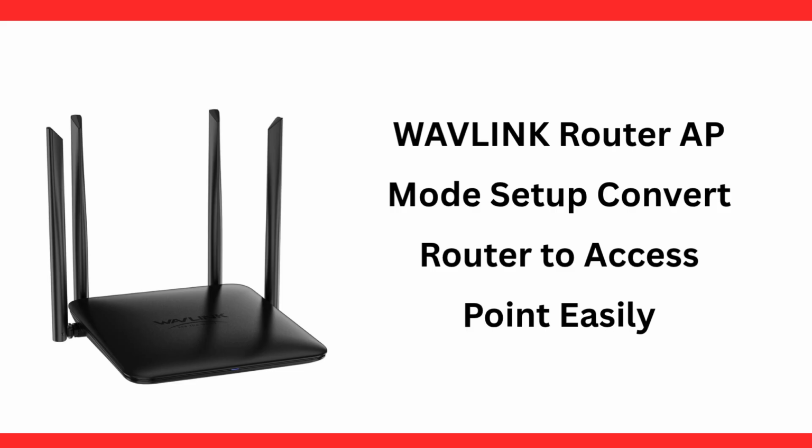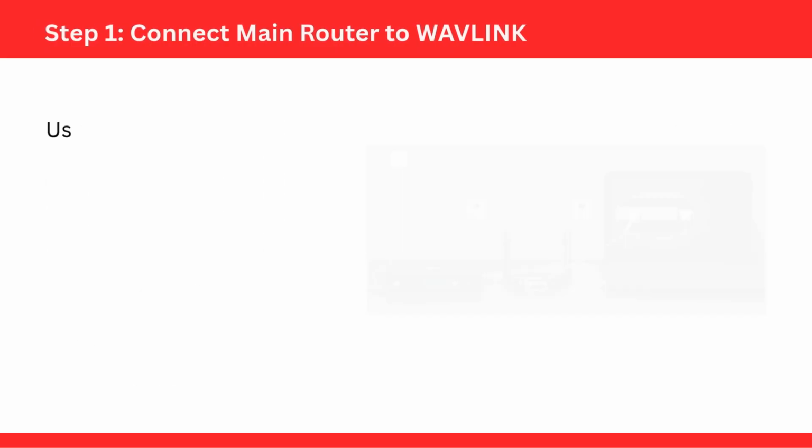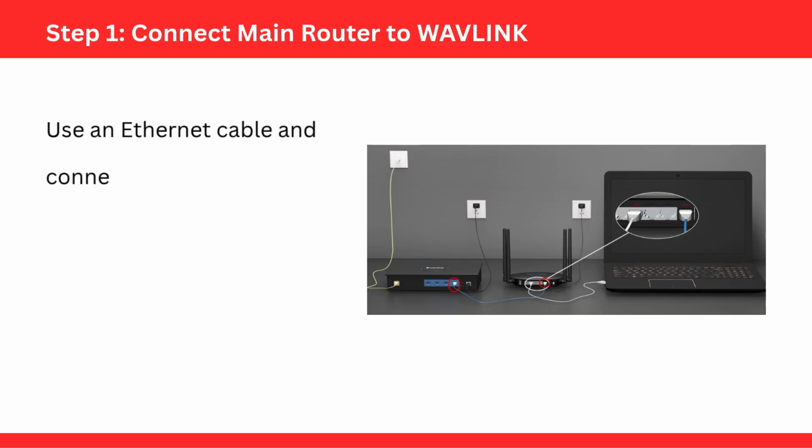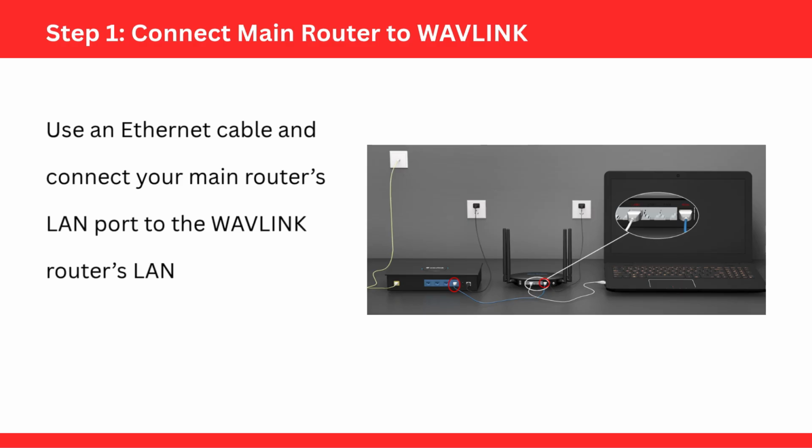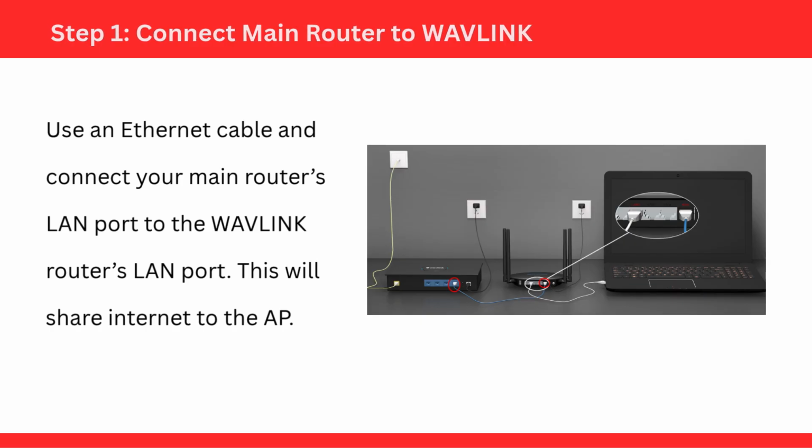Convert router to access point easily. Step 1. Connect main router to Wavlink. Use an Ethernet cable and connect your main router's LAN port to the Wavlink router's LAN port. This will share internet to the AP.